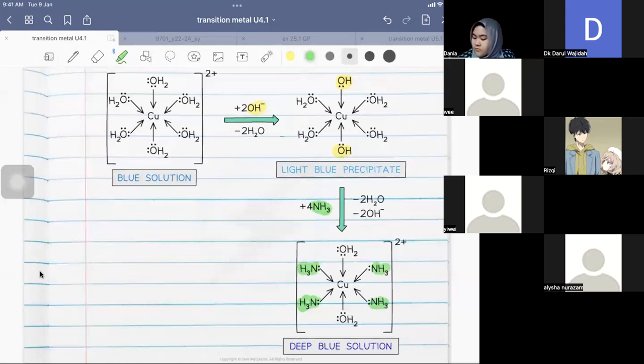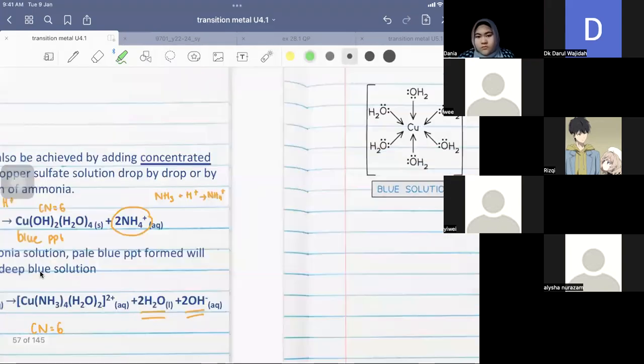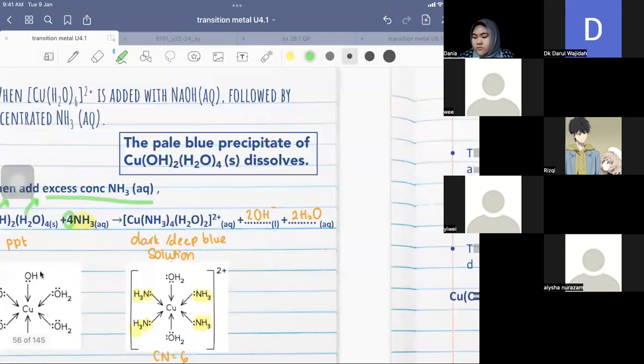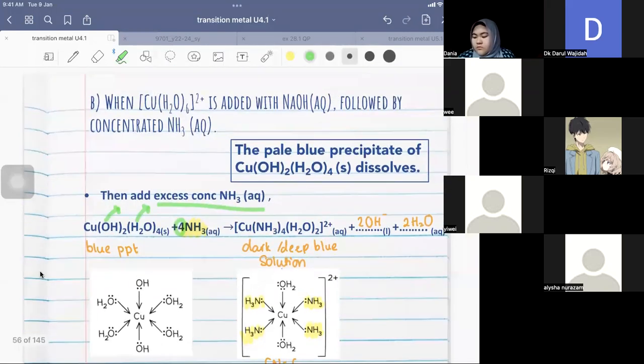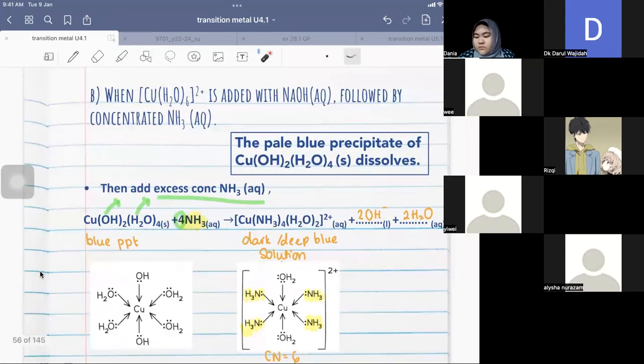Which one is that? NH3, H2O. Is the OH minus supposed to be aqueous and H2O liquid? Yes, thank you. It should be the other way around. Which one? This one. Sorry. Back to part B. Thank you, Wee, for pointing it out. H2O should be liquid. Hydroxide should be aqueous. That's right. Okay, so please swap that position.